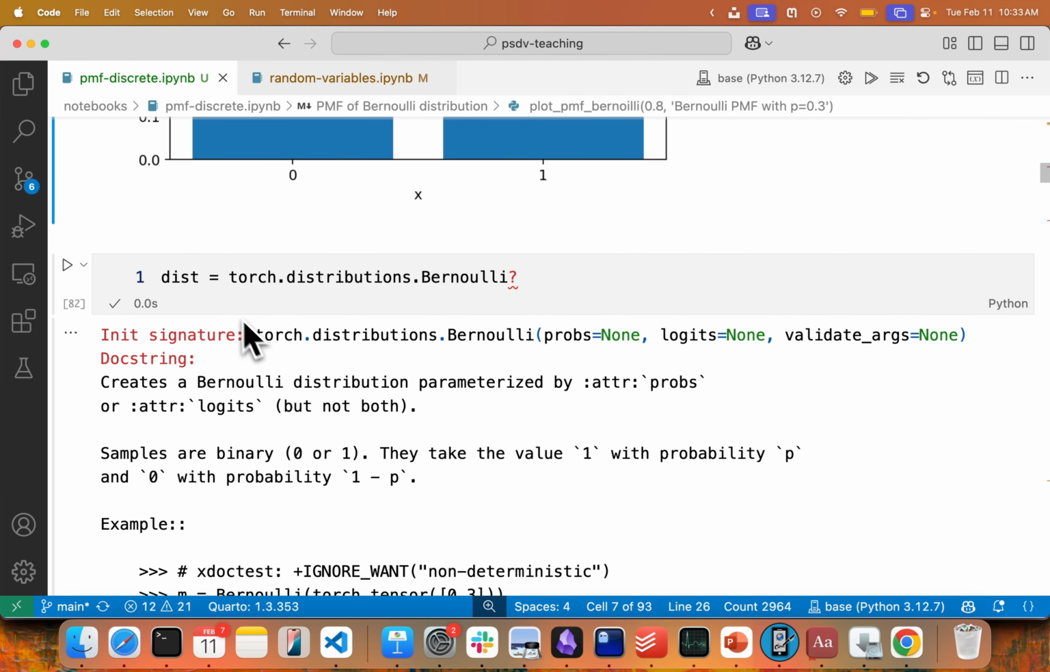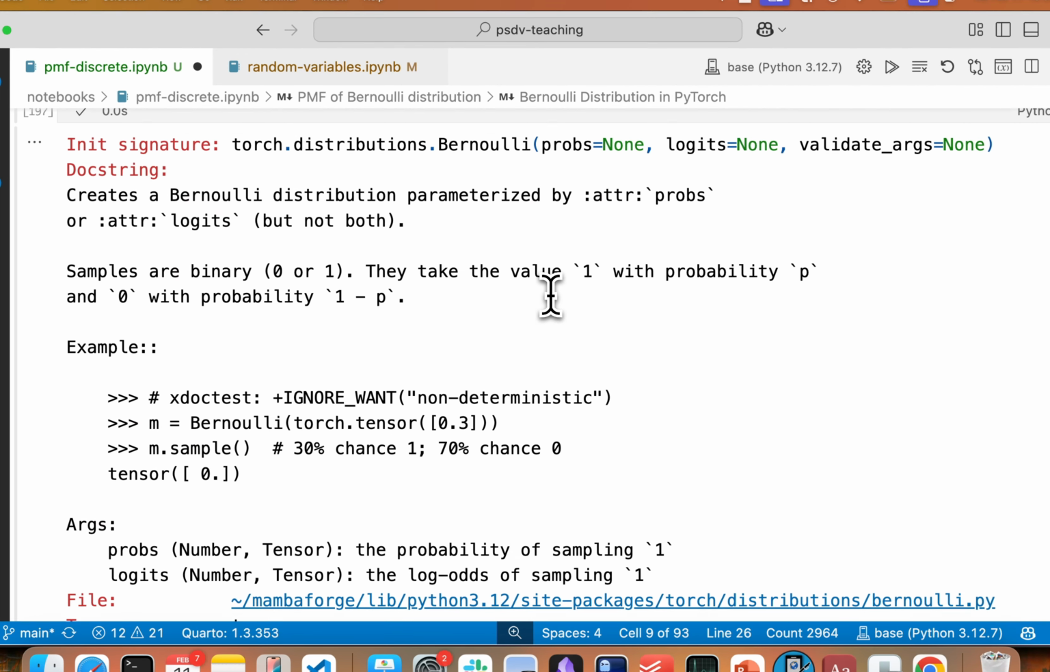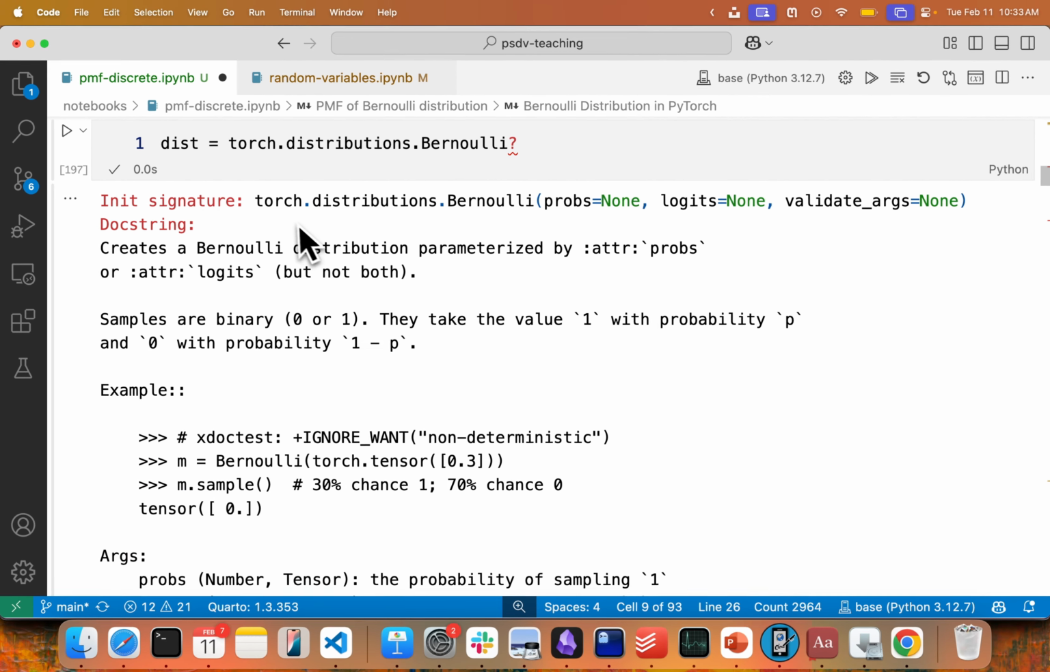I want to define this Bernoulli distribution. So I create a distribution object equal to torch.distributions.Bernoulli, and I put a question mark, which is my way of checking the syntax. You can see that I get the docstring. It tells me that I can create a Bernoulli distribution object where I can either pass something known as the probs or something known as the logits.